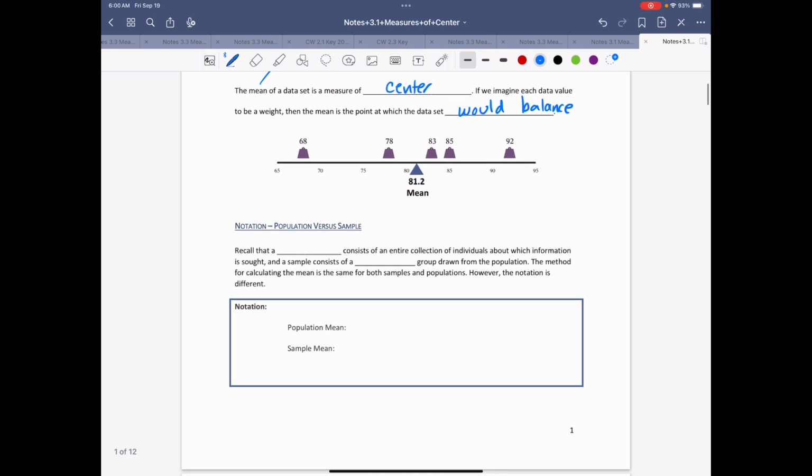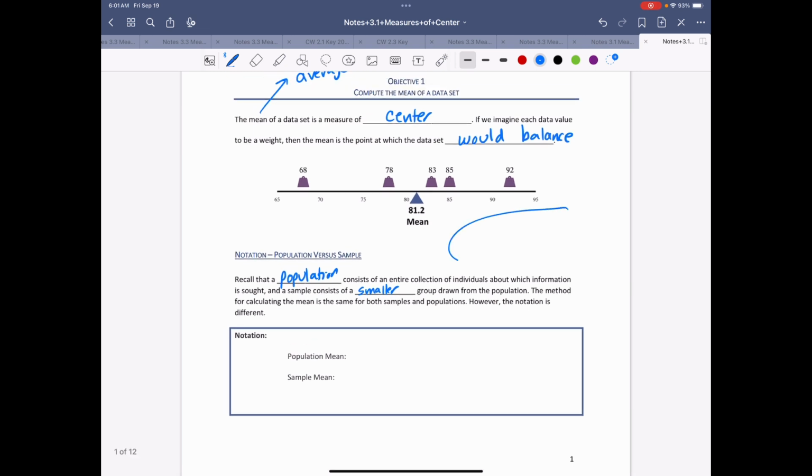When we talk about notation for a mean, I want to talk about a population and a sample. Recall that a population consists of an entire collection of individuals about which information is sought, and a sample consists of a smaller group drawn from the population. The method for calculating the mean is the same for both, however, the notation is different. So remember, our population might be something like all students at SU, and that would give us a population parameter. Our sample would be a simple random sample that we take, and that would give us a statistic.